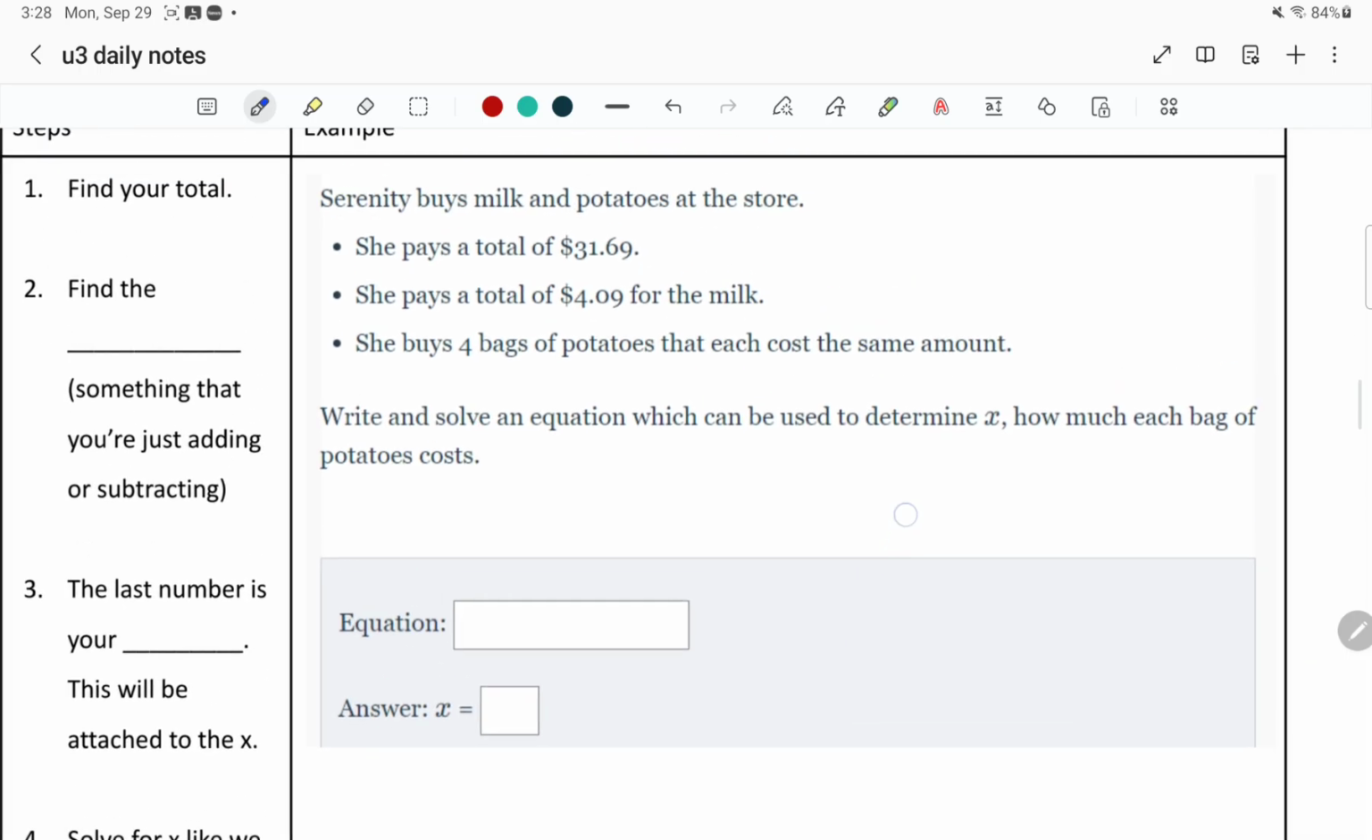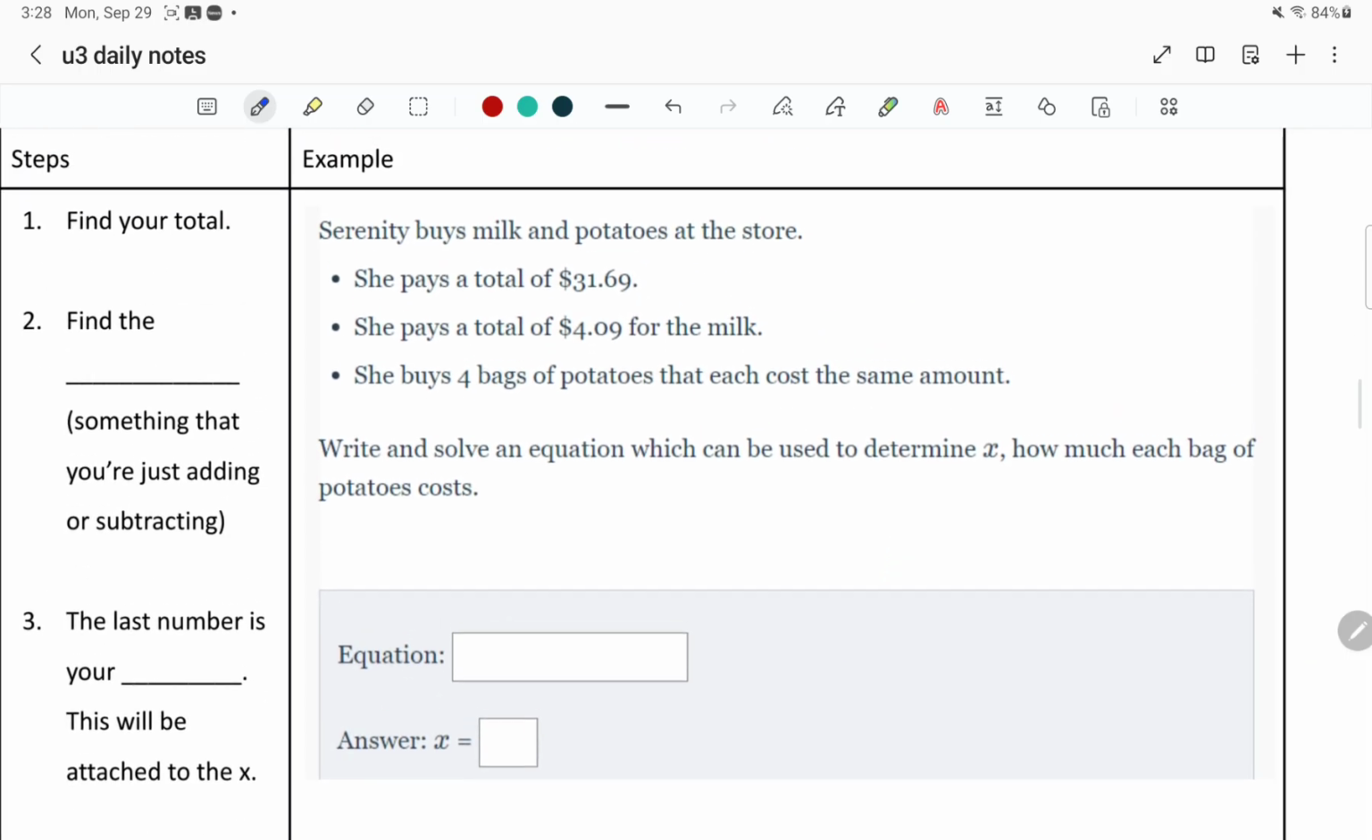Flip your page. Here's your word problems. Here's your second learning target. Serenity buys milk and potatoes at the store. She pays a total of $31.69. She pays a total of $4.09 for the milk only, and she buys 4 bags of potatoes that each cost the same amount. Write and solve an equation for x.